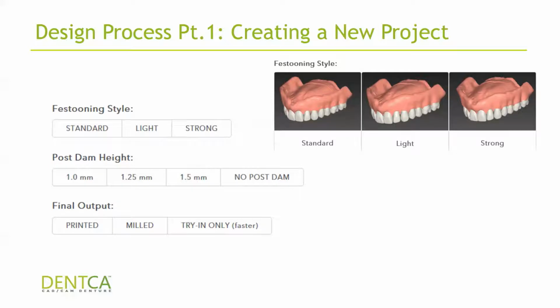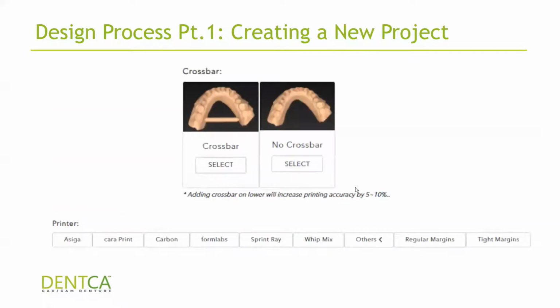This is mainly for when you want to work on cases that you previously worked with and you're applying a wash. But for the first time, always select 1.25 or 1.5. And it's recommended if you're doing an immediate denture to always select the light festooning style, because the gums are going to be bulky as it is. You don't want the festooning to be too aggressive. And then the final output is going to be printed. There is also going to be an option where you can add a crossbar or no crossbar to your design. This is basically to increase your chances of printing success on lower arches.